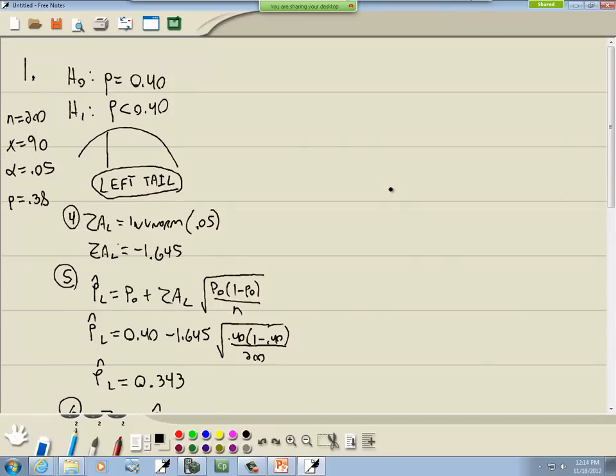Okay, that was with the calculator. Let's redo it by hand. So let me write down the information they give us. They give us H naught is P is equal to 0.40. H1 is P is less than 0.40. N is 200. X is 90. Alpha is 0.05. And P is equal to 0.38.